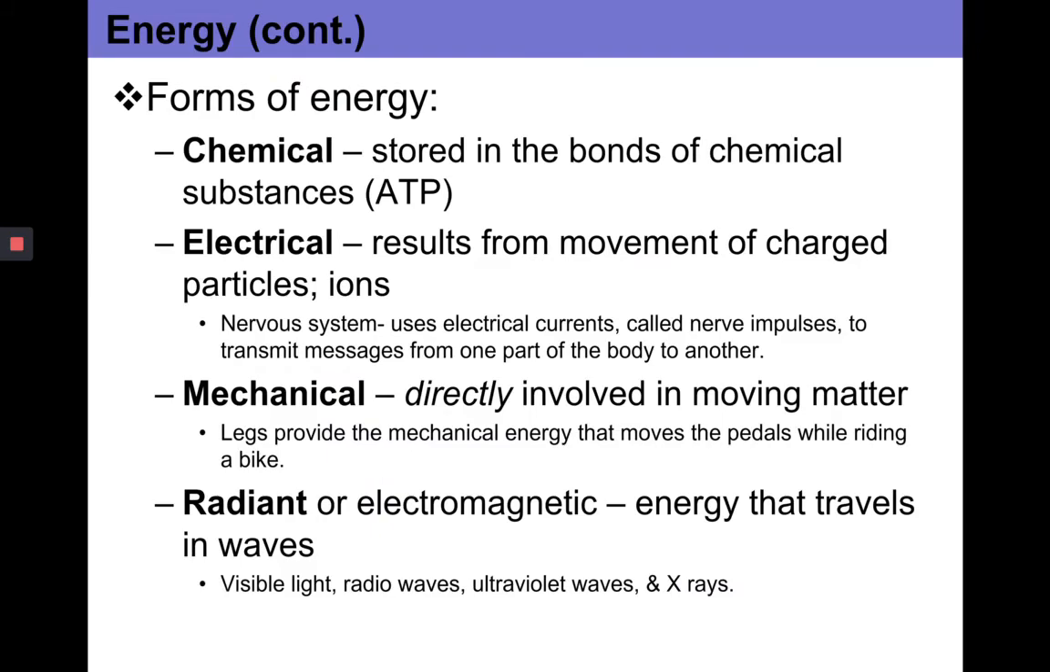There's also different forms of energy: chemical, electrical, mechanical, and radiant. Radiant energy is going to travel in waves, whereas mechanical energy is going to be a little bit more direct and involved in moving matter, such as when you push the pedals of a bike in order to move it forward. There's also ions that participate in electrical energy in order to allow things like the nervous system to use electrical currents and communicate cell to cell.